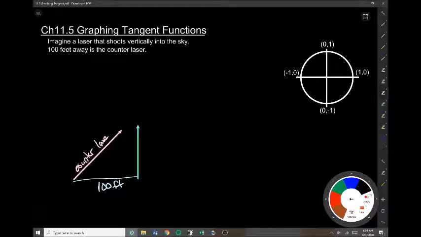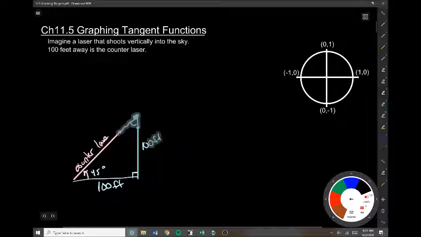Well, the question becomes, depending on what angle this counter laser is firing at, how high will these two lasers meet? Let's say to start, this is at 45 degrees, which this actually is drawn to be. If this angle is 45 degrees, this is a right triangle. This side over here is also going to be 100 feet because this would be an isosceles right triangle.